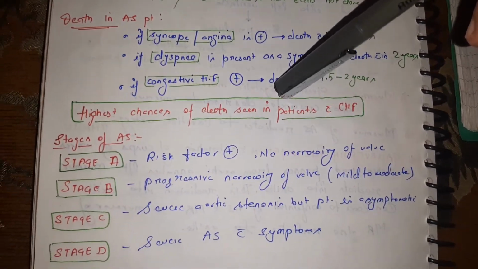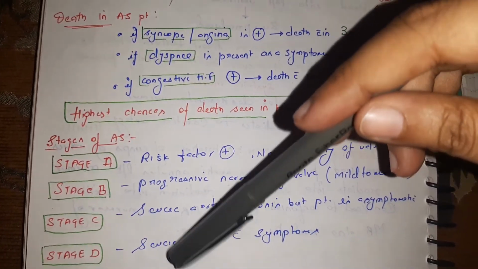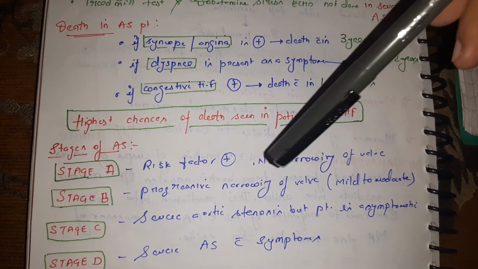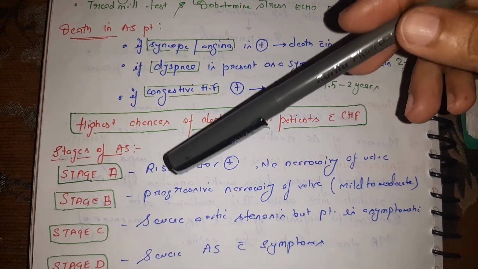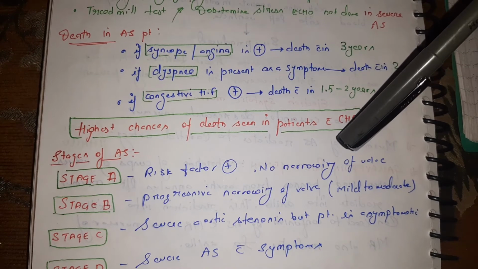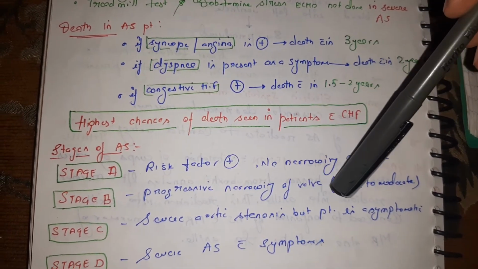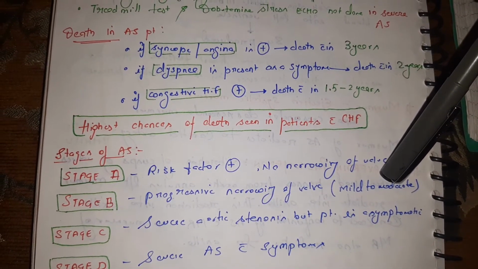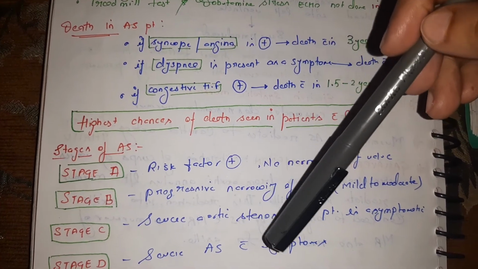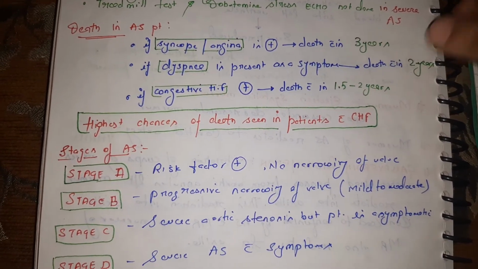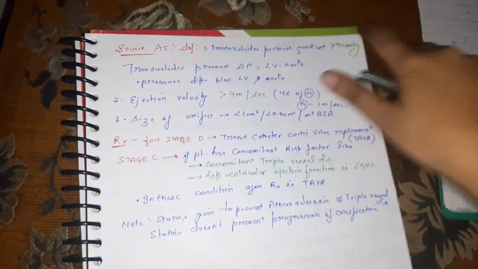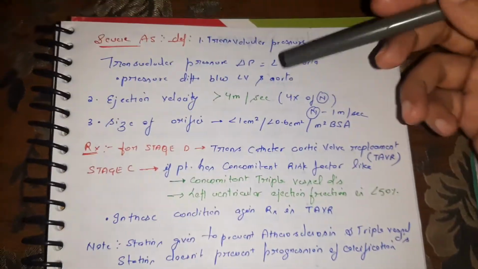We have the stages: stage A, B, C and D. In A, risk factor is present but no narrowing. B is progressive narrowing of the valve. C is severe aortic stenosis but the patient is asymptomatic, right? D is severe aortic stenosis with symptoms. So stages C and D are quite problematic for us.